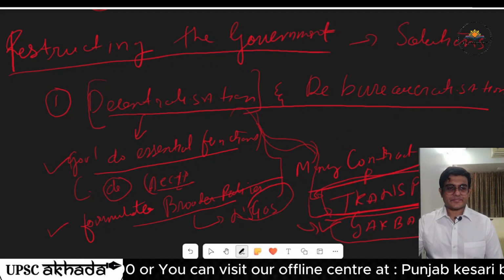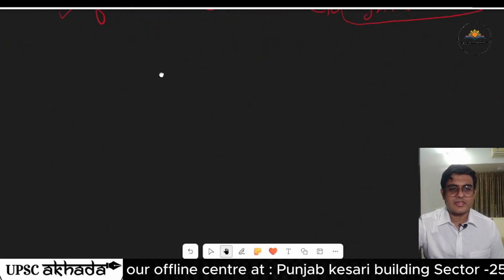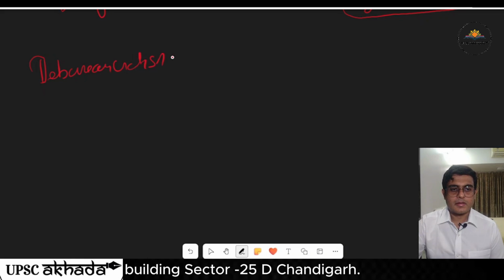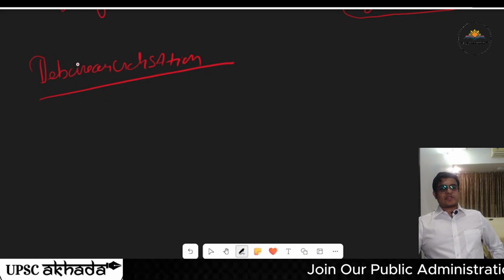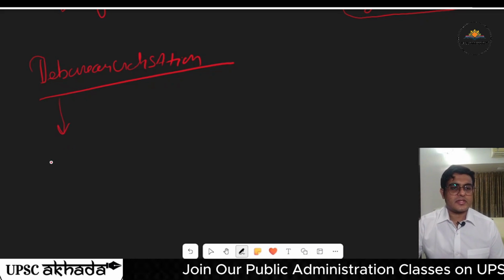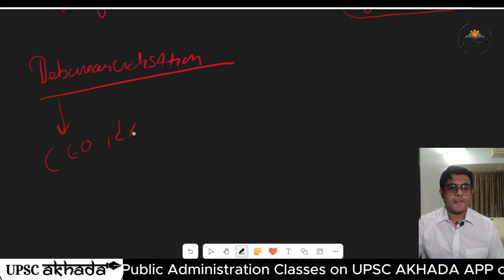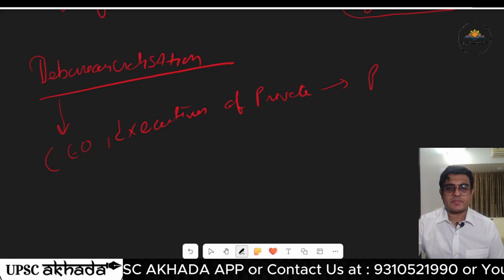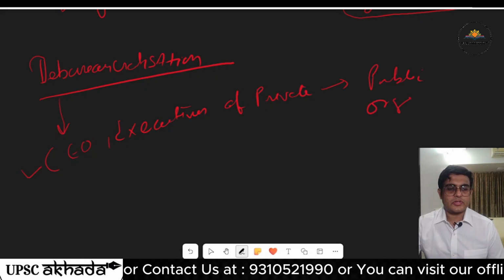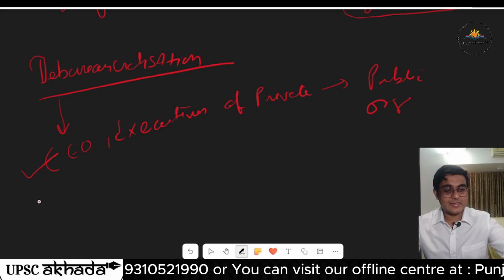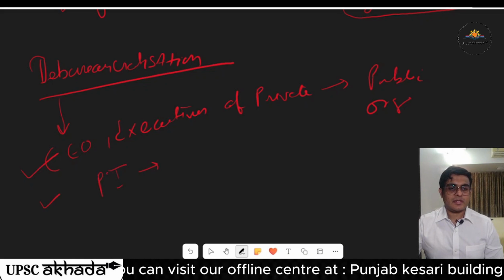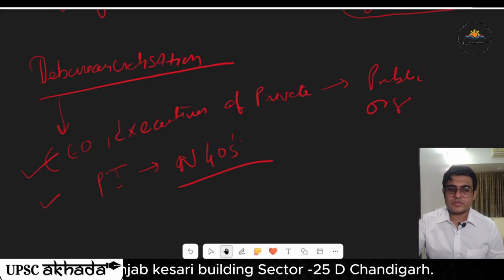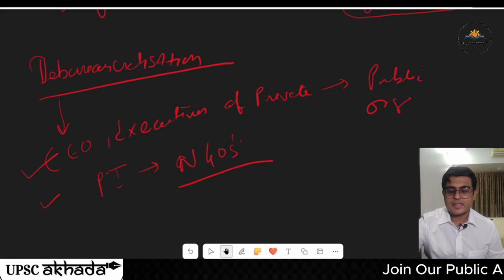So decentralization. Next he talks about debureaucratization. Debureaucratization should be there. What does he talk about? He talks about CEOs and executives from private organizations who should work in public organizations. That is debureaucratization, and as we discussed, decentralization: the policy implementation should be done by NGOs.